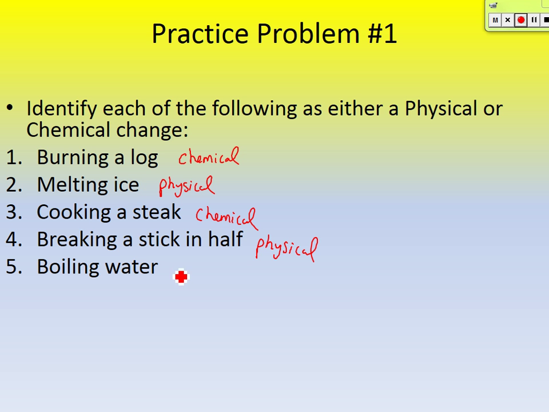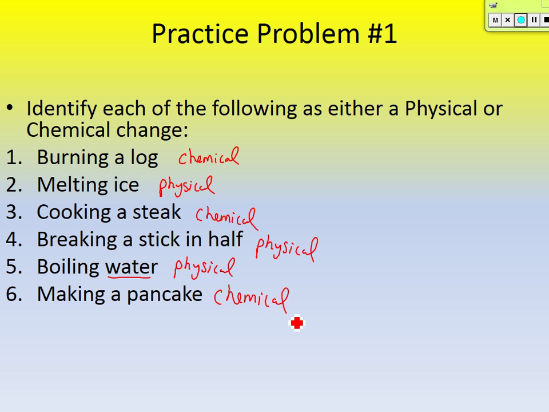Physical. How come? Isn't it still water? Now, instead of in the liquid phase, now it's what? What do we call water in the gas phase? Steam, right? So it's still water. It's a physical change. Number 6, making a pancake. Whenever you cook, you're doing chemistry. So that's what?